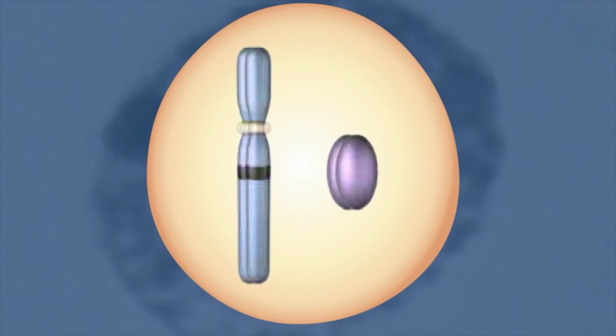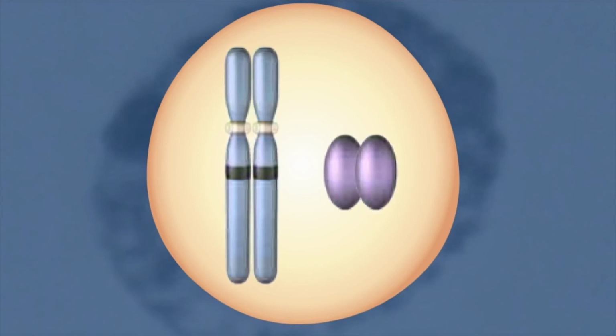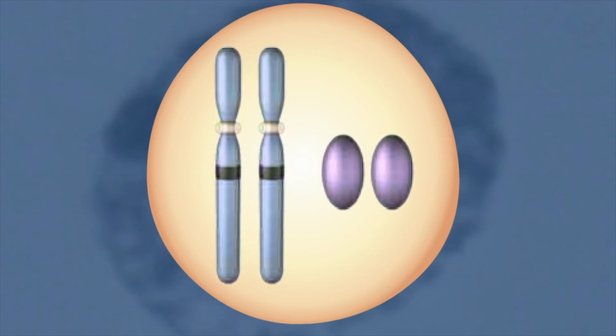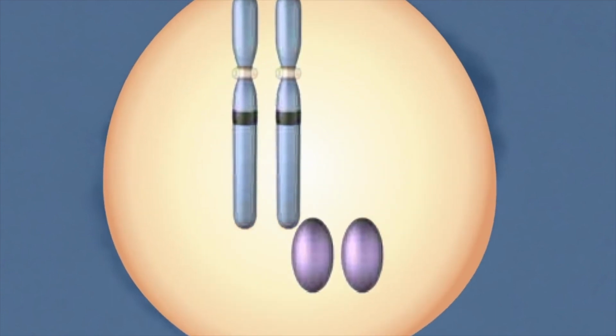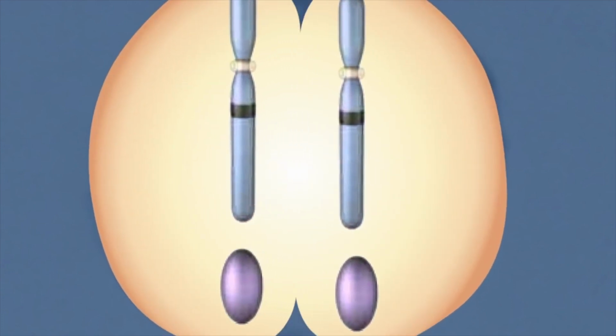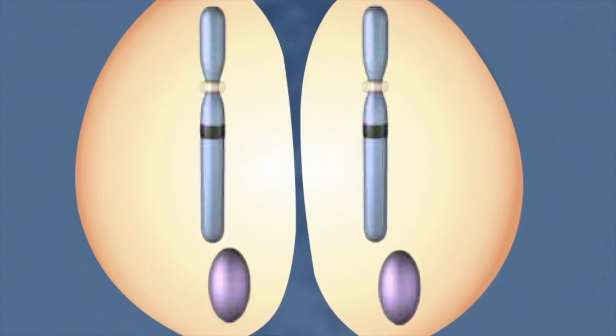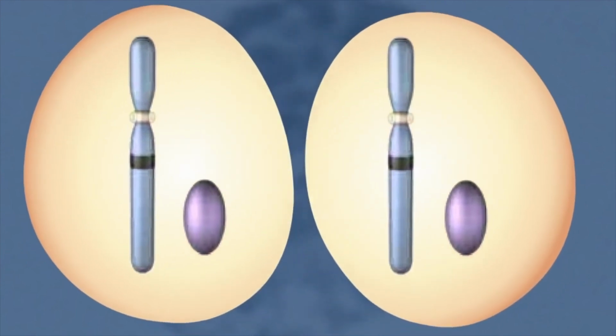The bar body is replicated just like other chromosomes, but both copies of the replicated bar body remain highly compacted and essentially inactive. Thus, once an embryonic cell undergoes X inactivation, all cells that derive from it will have the same X chromosome inactivated.